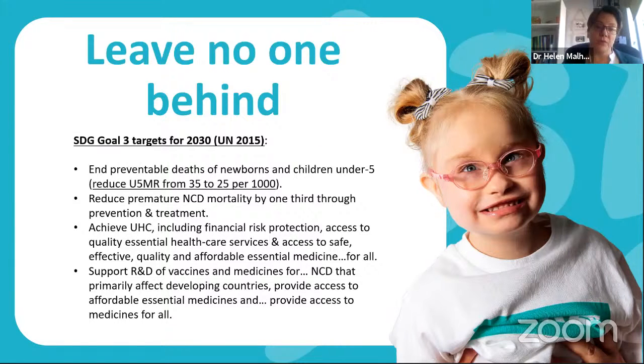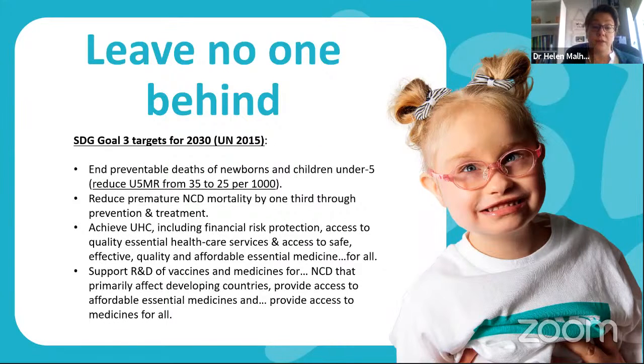And we need to reduce premature non-communicable disease mortality by 1/3 through prevention and treatment. Rare disease, 80% are genetic, and congenital disorders are also genetic, and these are the first NCDs that are experienced in life. And if we're really going to truly achieve universal healthcare, including financial risk protection, access to quality essential healthcare services, and access to safe, effective, quality, and affordable essential medicine for all.